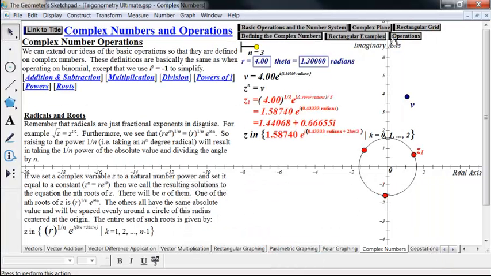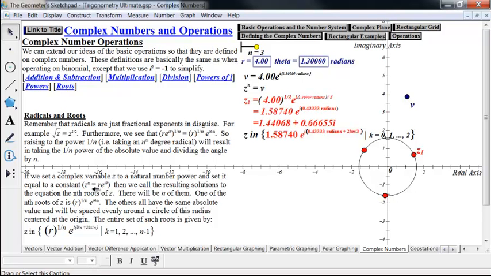Okay? So if we're taking an nth degree radical, that is, we're raising to the 1 over n power, what's the end result? Well, the end result is you're going to take the nth root of its absolute value, its distance from the origin, but the angle is going to be divided by n.